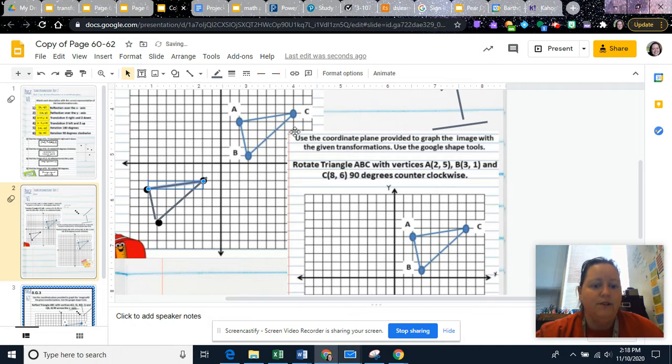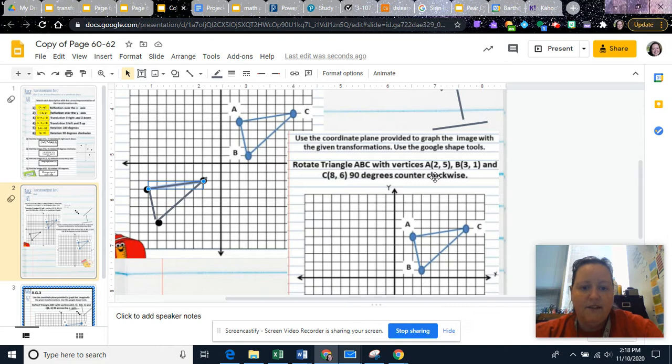And what you'll notice is when you're doing a translation or reflection or rotation, the size of your triangle doesn't change. But when it's a translation, it's even better because the directions of the lines will also be the same. Now, onto this one.